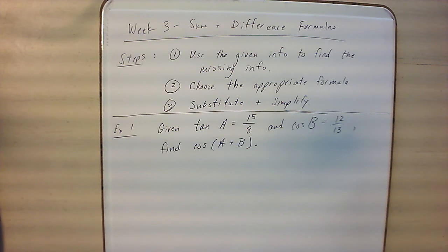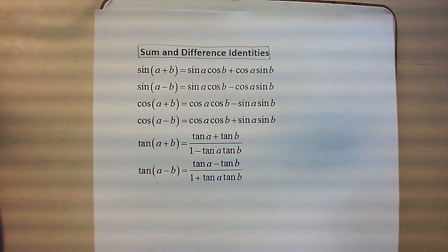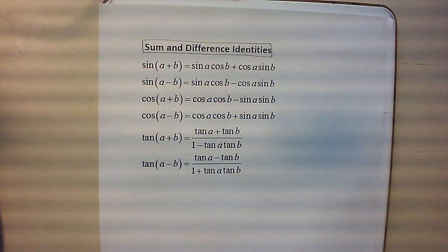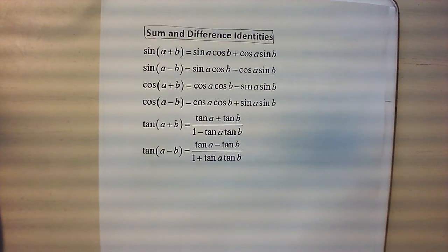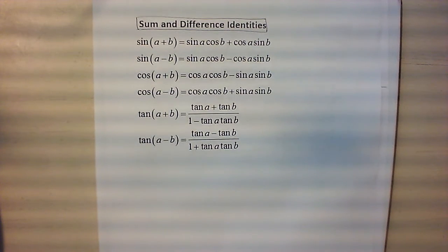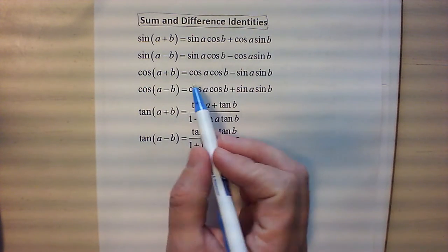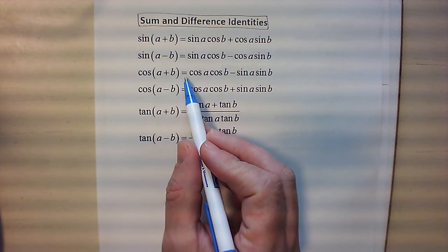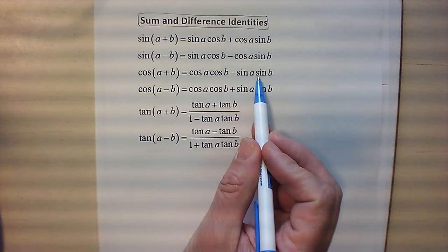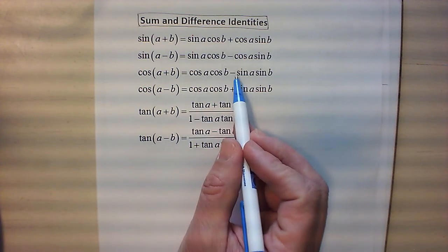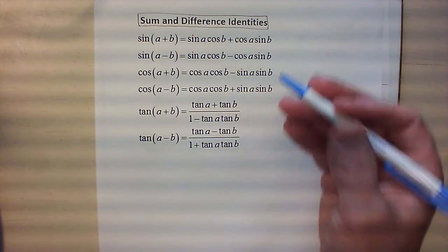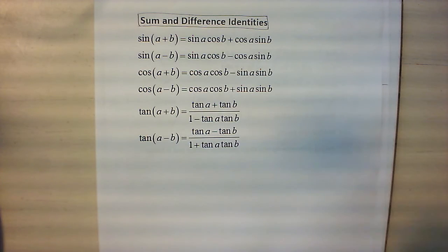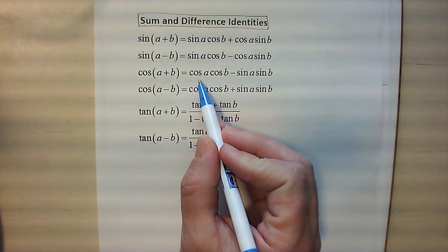Okay, so there's a list of identities. I'm posting this to the Google Classroom, so you'll have these. I recommend you print these off and have them ready to go. All right, so what they're asking us to do is find the cosine of A plus B. So it follows this formula right here. Not something obviously that you have memorized. This is probably brand new to you. You've never seen it before. So print it off and have it ready to go.